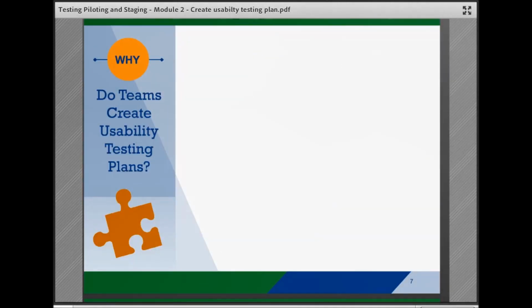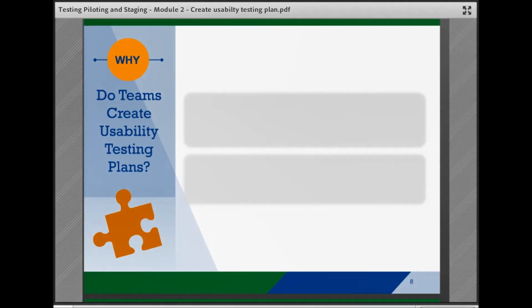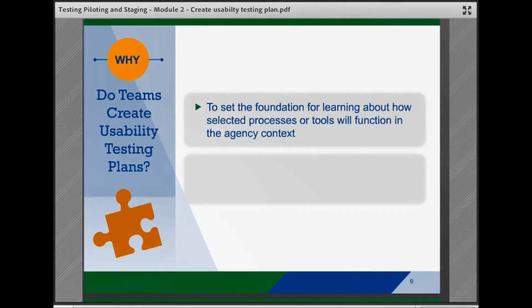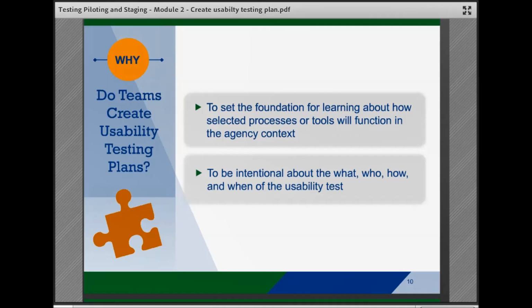As a reminder, usability testing allows teams to try out critical intervention components and implementation procedures to see how they work. It may be particularly helpful to test tools, forms, and processes that are being used or adapted for the first time, so they can be refined and finalized as needed. Making a plan for usability testing will help teams set a foundation for learning how the processes or tools will function in the agency context, and to be intentional about the what, who, how, and when of the testing.